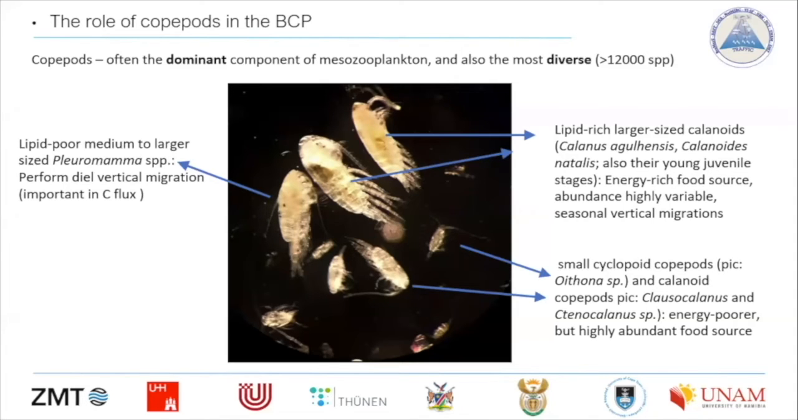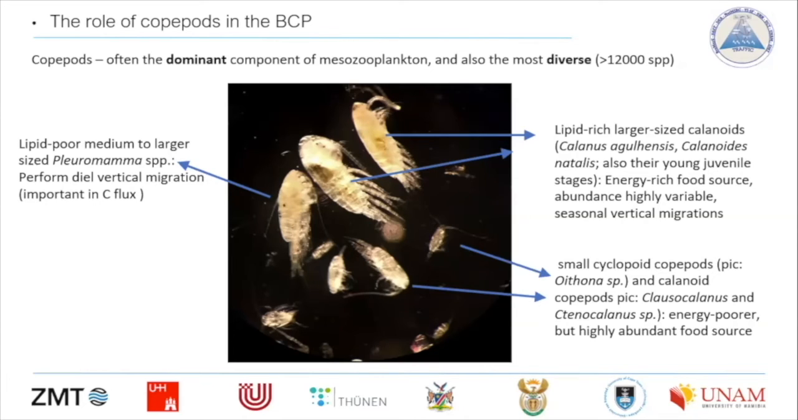And on the lower, you see small cyclopoid copepods. This is Oithona in the picture, and calanoid copepods, which is Clausocalanus and Ctenocalanus. So they are more energy poorer, but a highly abundant food source in the Benguela, but also in other regions. So they are always there.